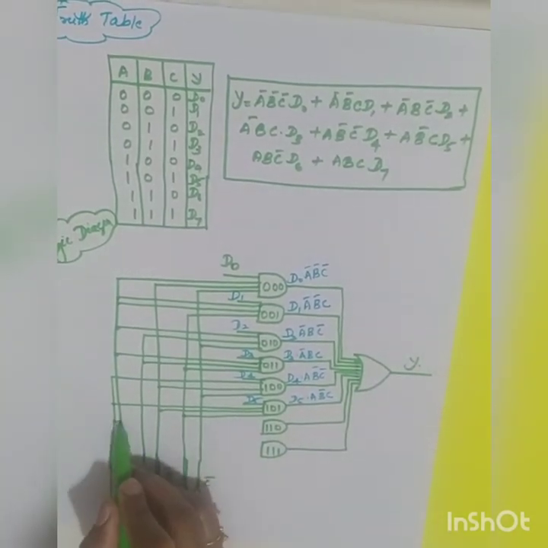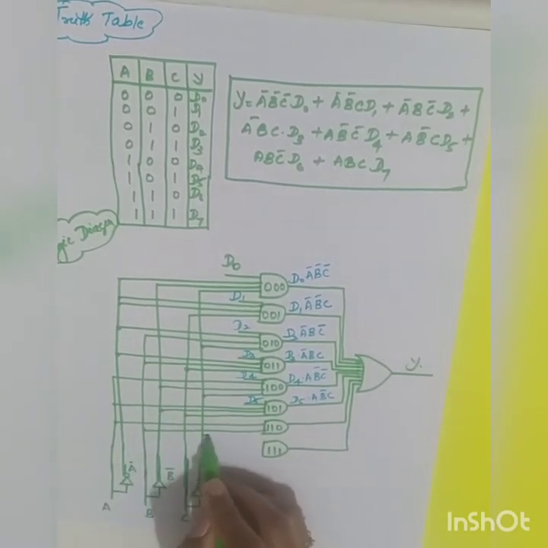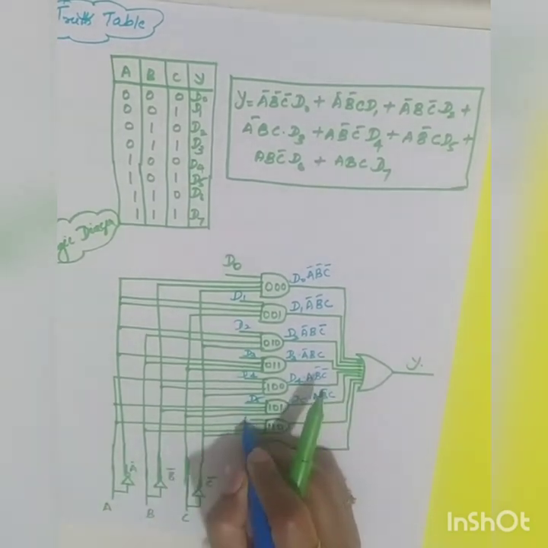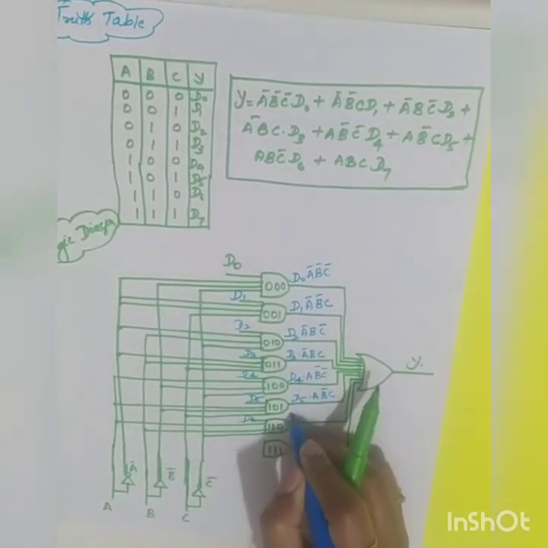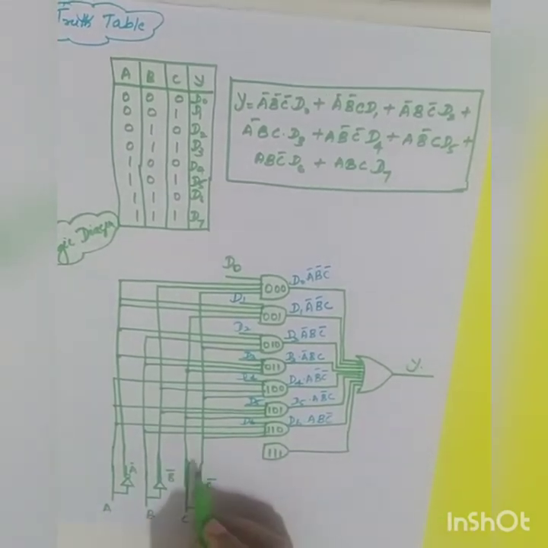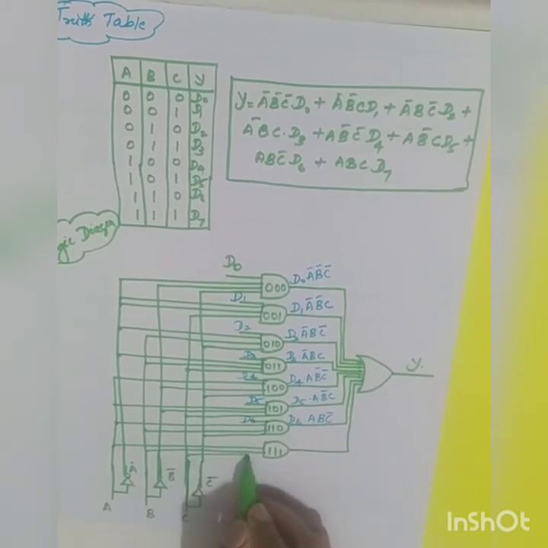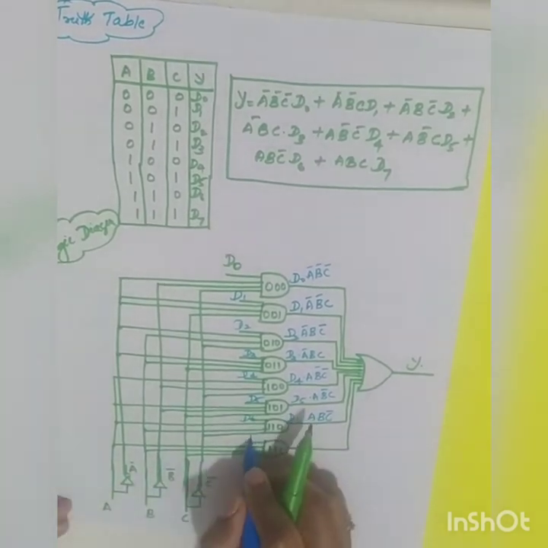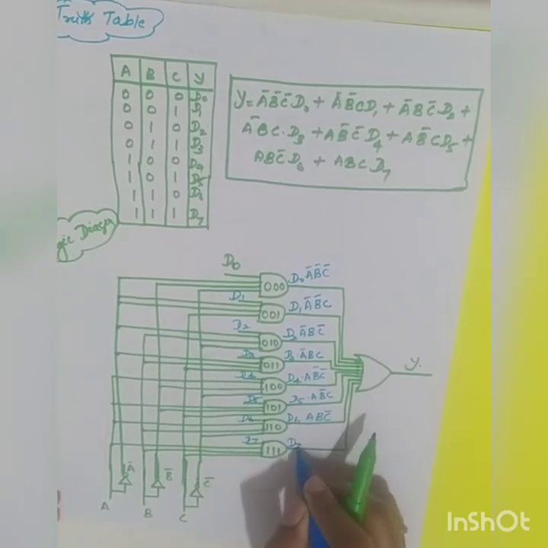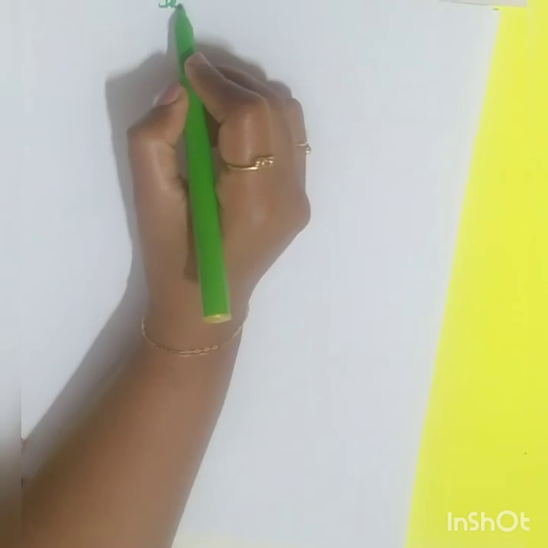Next you have A, B and C bar. Your next input is equal to D6. So D6 into A, B, C bar. So next one will be ABC, right? So A, B and C. Next input is your D7. So D7 into ABC. So the next topic you are going to study is your decoder.